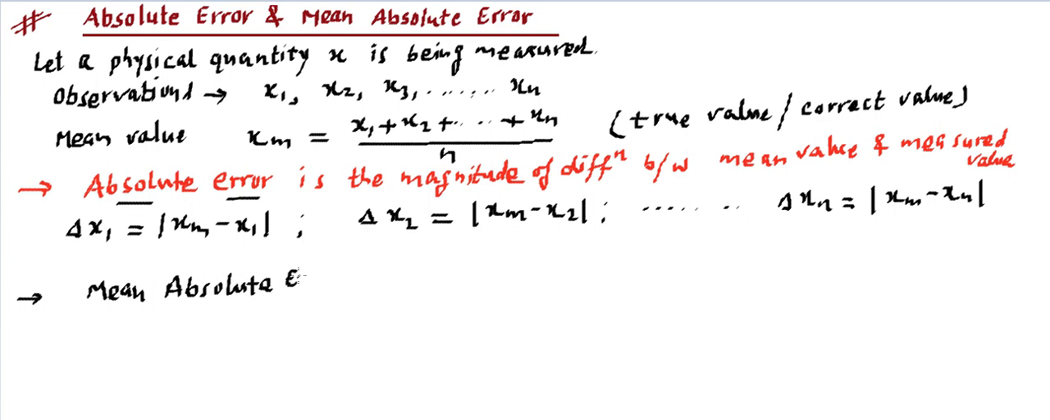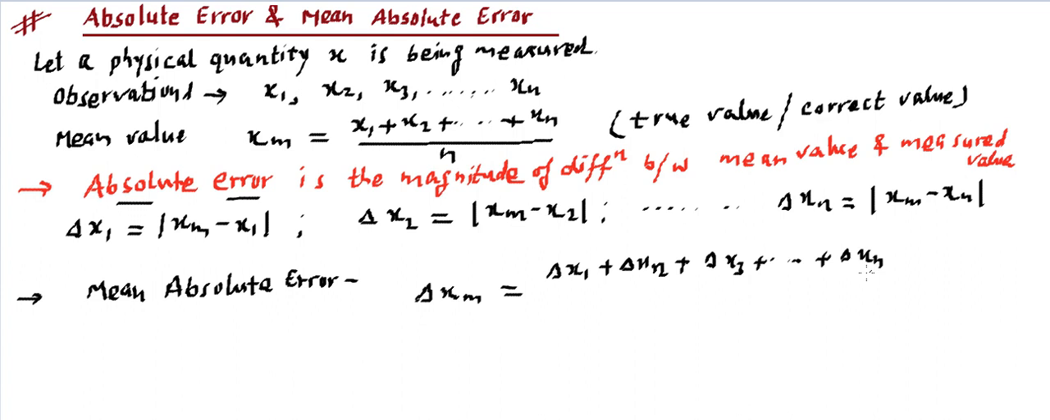From the name you can think of it as the mean of the absolute errors. If we write the error of x as delta x, then the mean absolute error is going to be equal to delta x1 plus delta x2 plus delta x3 and so on up to delta xn, divided by n, because we are having n number of these absolute errors.